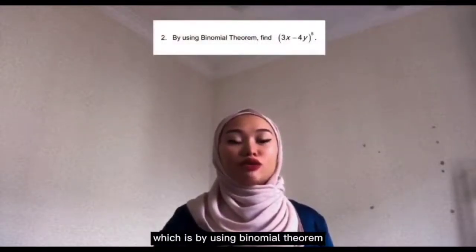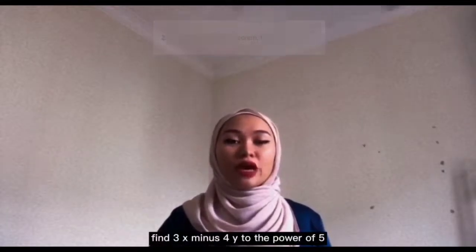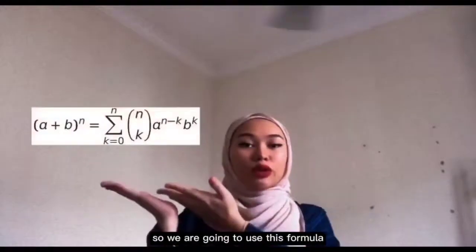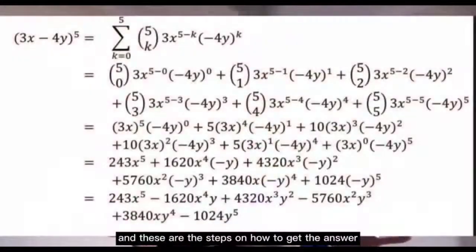Question number 2, which is by using the binomial theorem, find (3x minus 4y) to the power of 5. So we are going to use this formula that we have learned in class, and these are the steps on how to get the answer.